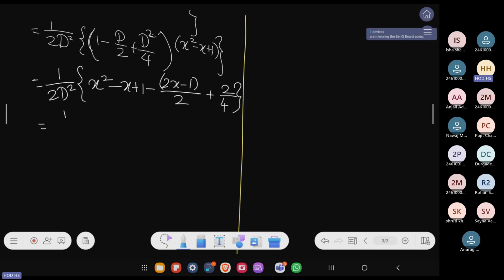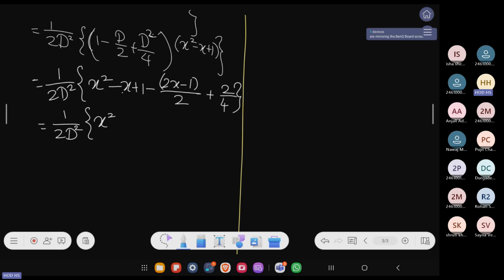Now I will have 1 upon 2D square, x square as it is. This will be minus x, which will be minus 2x, plus 1 and plus half, which will give me the value 2, right? 1 is plus half and this plus will give me the value 2.